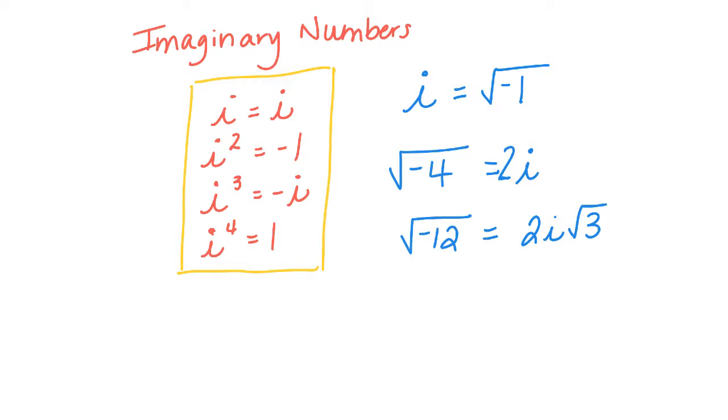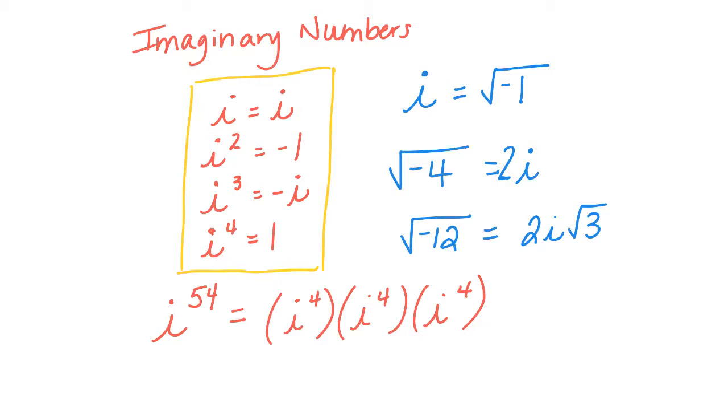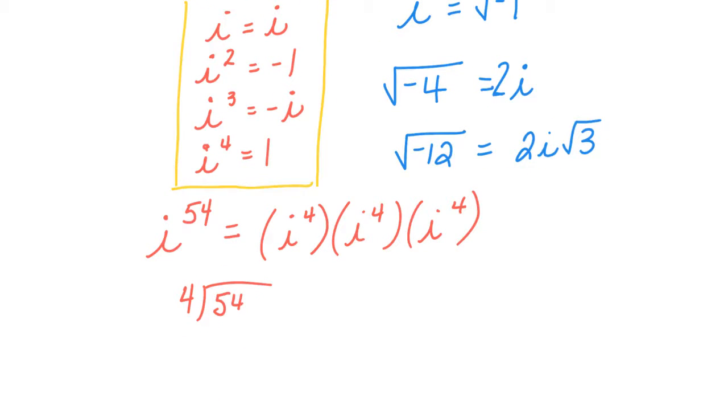So when I'm looking for i to the 54th power, I know that every time I have i to the 4th, those are going to equal 1. But I'm not going to take the time to write out how many there are. So what I'm going to do is figure out how many 4s are in 54. Literally, I'm taking 4 and dividing it into 54, and all I need is the remainder.